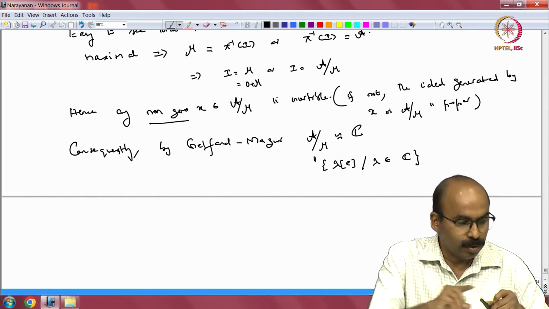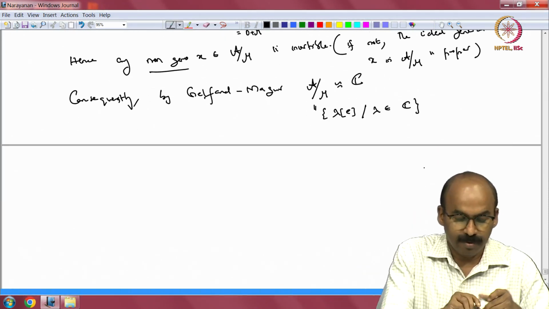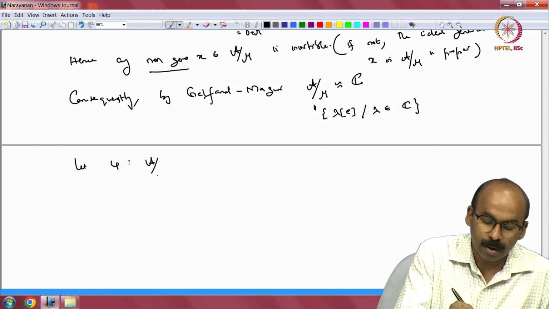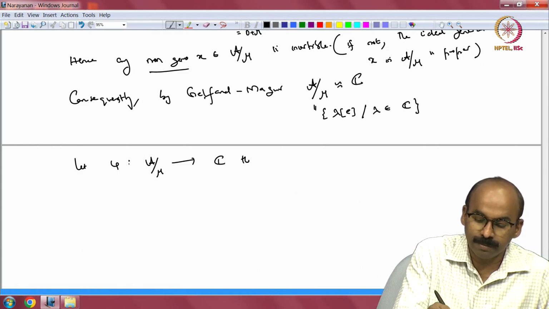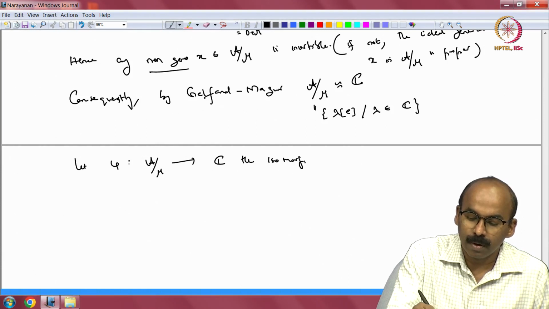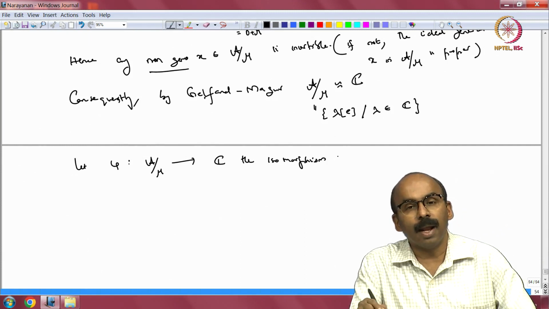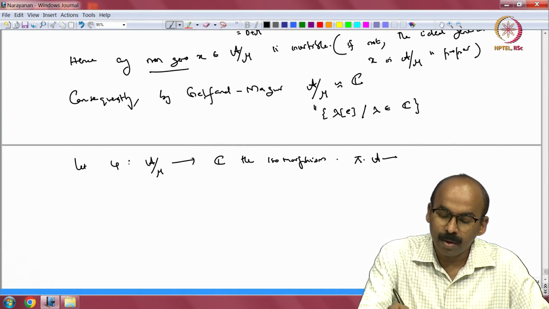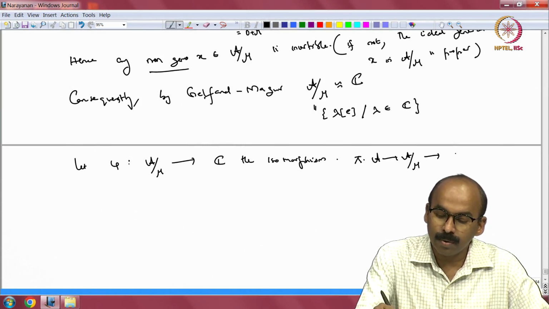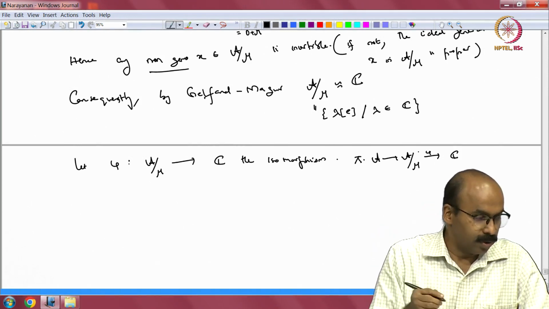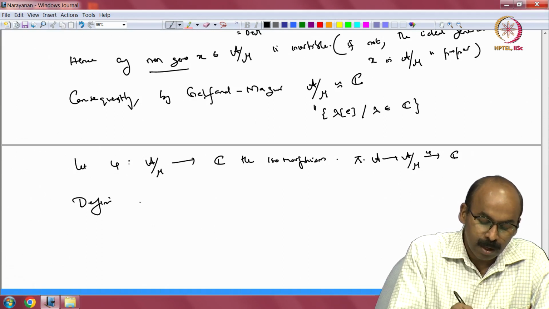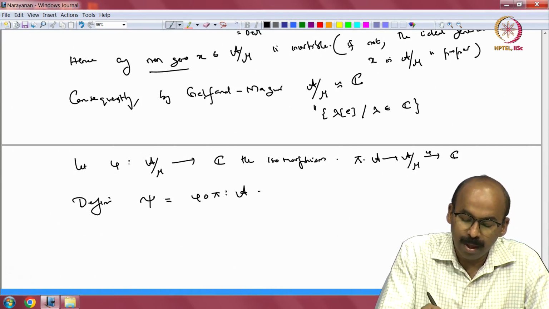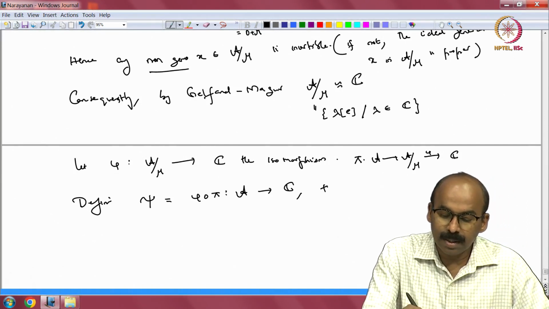So, now let us call that isomorphism phi. So, let phi stand for A by M to C, the isomorphism, that is lambda e going to lambda, right, that is simple. So, we have pi from A to A by M, and then to C, this is phi. Okay. So, define psi to be equal to phi composed with pi. So, this is from A to C. Okay.